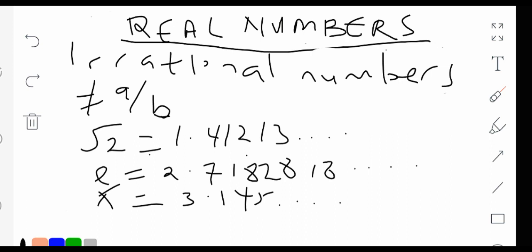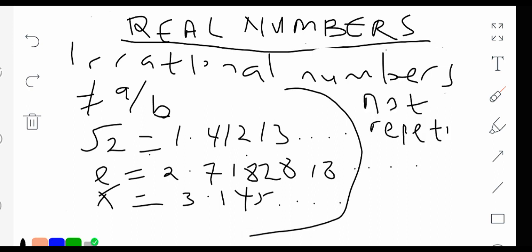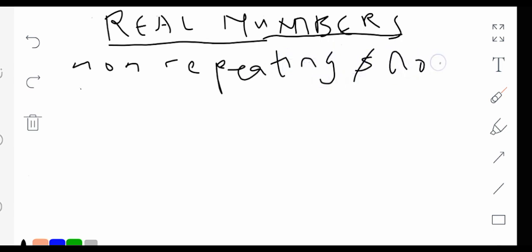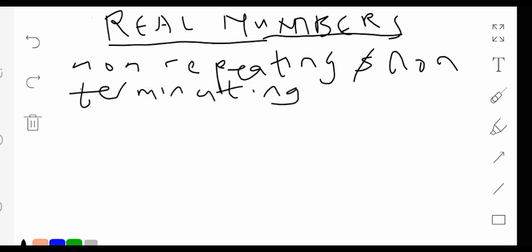So from this example, we can see that an irrational number keeps going, it doesn't stop. So we can say irrational numbers are numbers that are non-repeating and non-terminating. I want to quickly clarify the meaning of non-repeating and non-terminating. What does it mean?